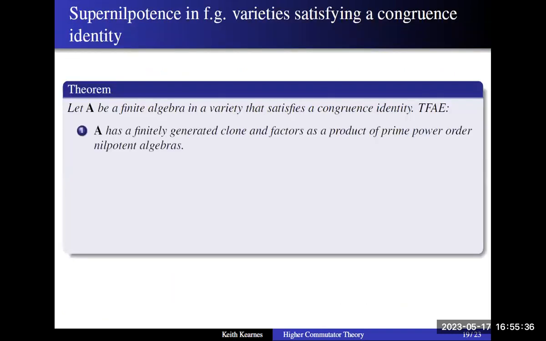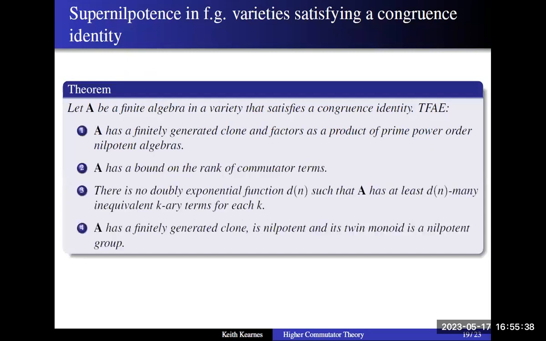Theorem. What does it mean to be a supernilpotent Maltsev algebra? These equivalent conditions are now, what does it mean to be a supernilpotent Maltsev algebra? What is it beyond just pure nilpotence that makes us supernilpotent? So if you are in a congruence modular variety, and number one, if you have a finitely generated clone and you're a product of prime power order nilpotent algebras, you are supernilpotent. Okay, it's stronger than just being nilpotent.